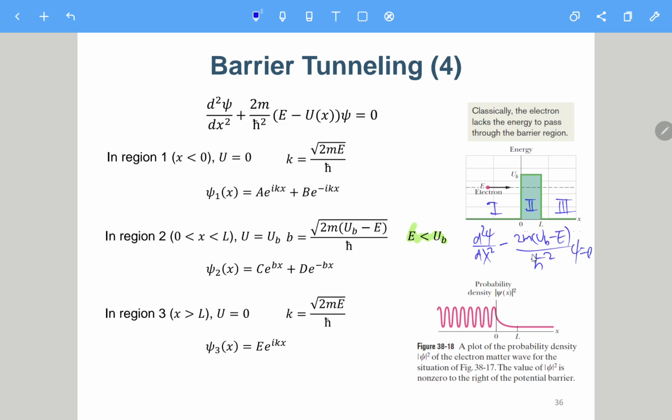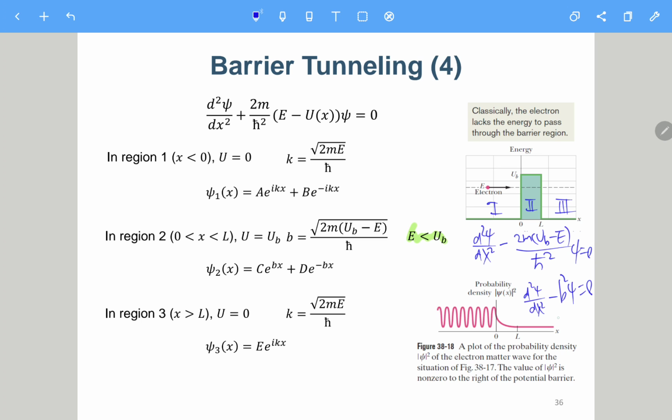In this case we should assume b to be the square root of this term, because this term is a positive value, so we can take the square root. We get 2m multiplied by UB minus E, not E minus UB anymore. So we have this square root term over h bar. This one becomes d2 phi dx2 minus b squared phi equals 0, like this.